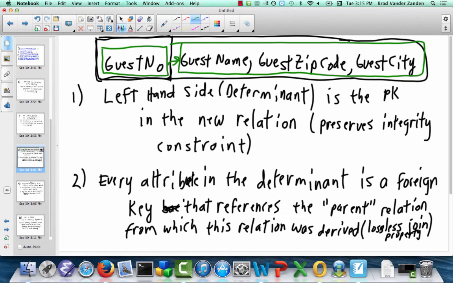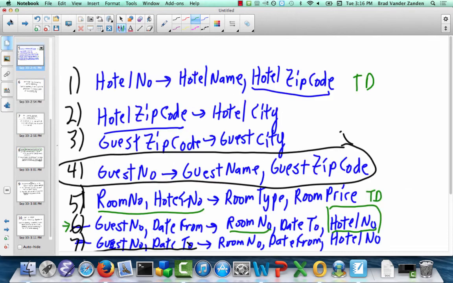And now, in this one, we see, is it three, I think? Yep. You go back here. So in our new relation, number three is a transitive dependency in our new relation. So not only do we look at the original relation, but we have to look at the new relation as well. Okay? So this is a transitive dependency. Now, we still haven't dealt with two, and we still haven't dealt with seven, but we'll get to that.